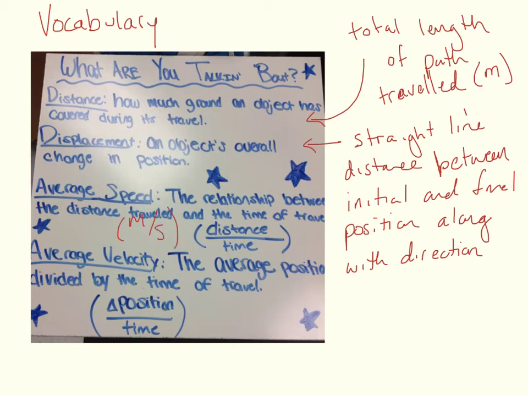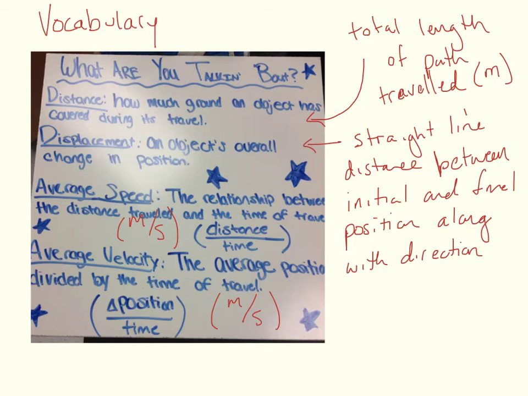But velocity is a little bit different. For average velocity, that's going to be the change in position divided by the time, or another way to think of that is you take your displacement and you divide by the time. But once again, since displacement's in meters and time is in seconds, we have meters per second.